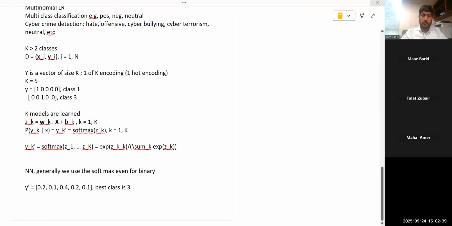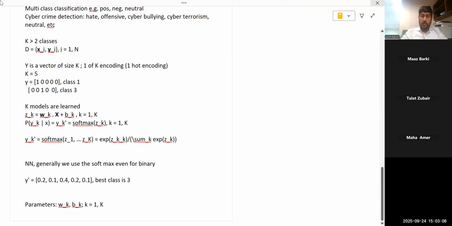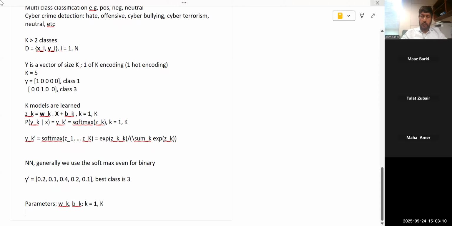So let's move on to neural networks. By the way, the learning for, so what are the parameters that we want to learn for multinomial? So we want to learn all the WKs and we have to learn all the BKs. So k is equal to 1 to K. So now the set of parameters is much larger. And of course, we will learn it by defining a loss function. So usually this is, I won't go into the detail, but this is usually called the multinomial cross entropy.